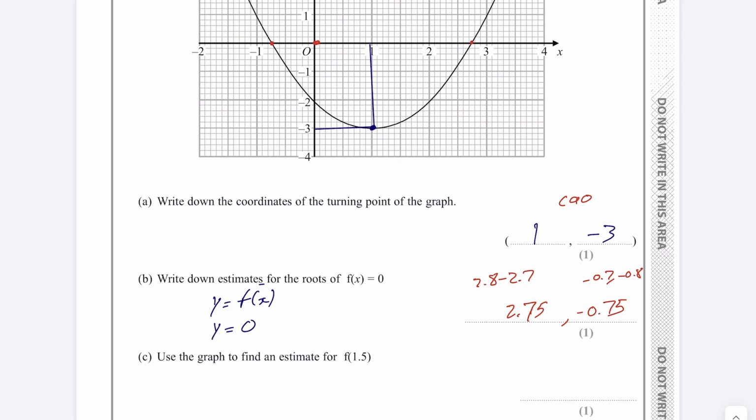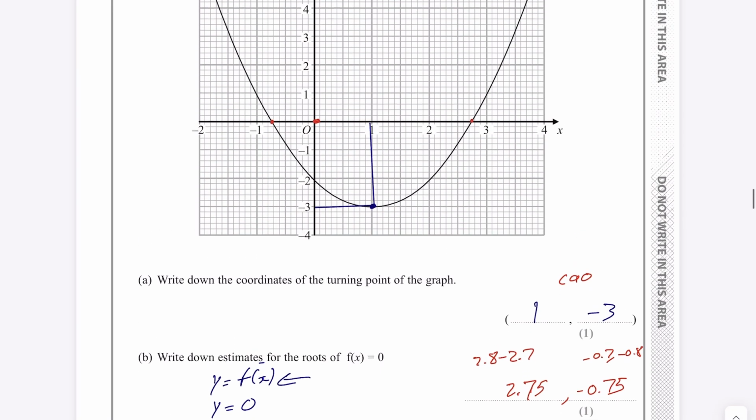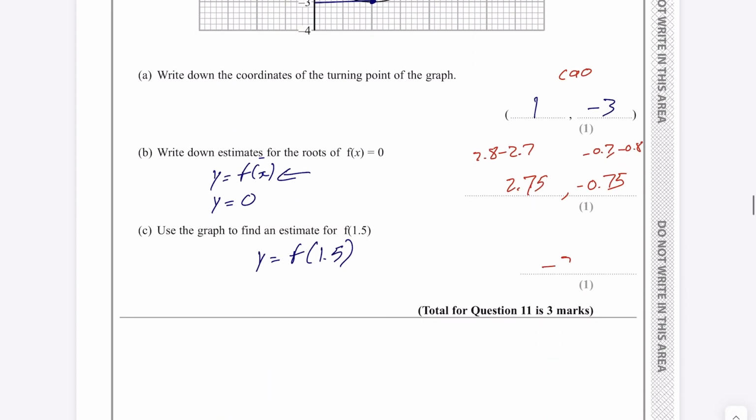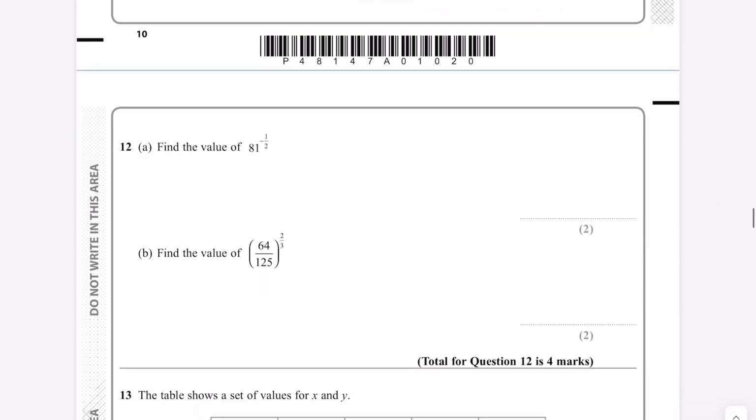Use the graph to find the estimates for y equals f(1.5). So again, if I go back to this equation that I had up here, that's basically saying y is equal to f(1.5). So now we need to find y. So we look at the x-axis where x is 1.5. If I go back up to my graph, x is 1.5 right here. If I draw a line right down, it nicely hits that point, which is minus 2.8. So the answer to that is minus 2.8, and it's the correct answer only, there's no range allowed.